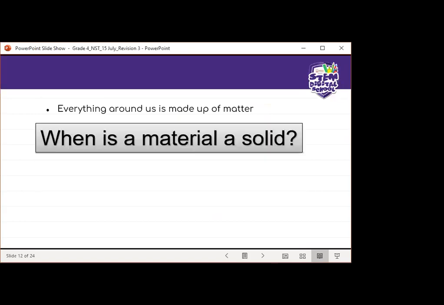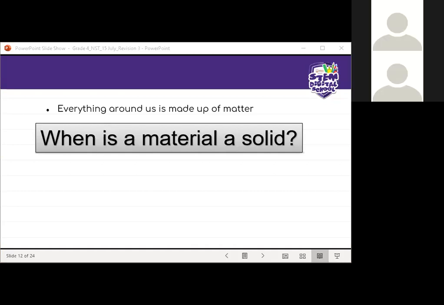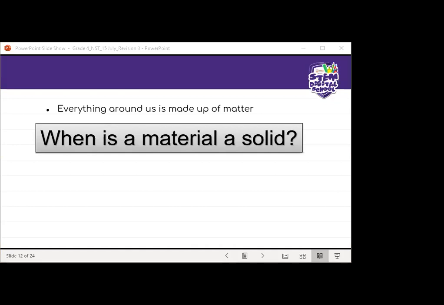Then when do we consider a material a solid? So remember, guys, that some materials are solids, some materials are liquids, and some of them are gases. A material will always be one of these three things, okay? And my question is, when do we consider a material a solid? You can raise your hand, or write your answer in the group chat.